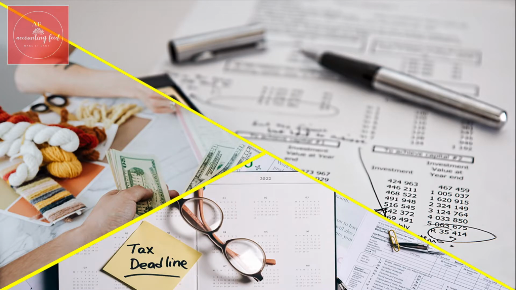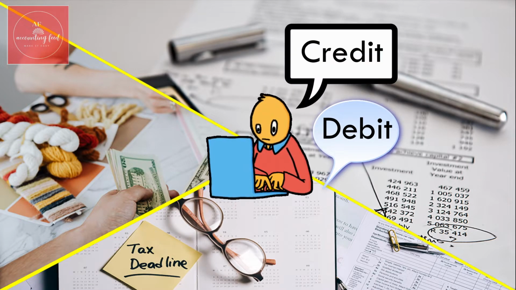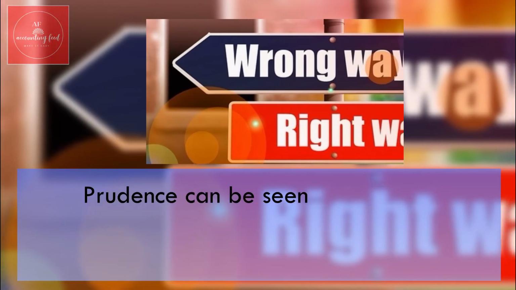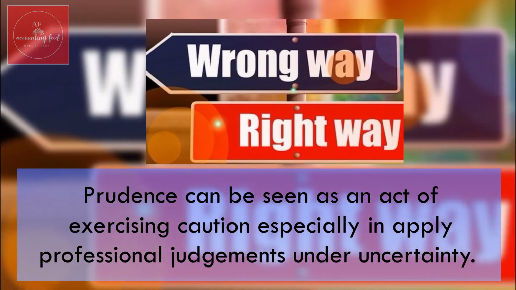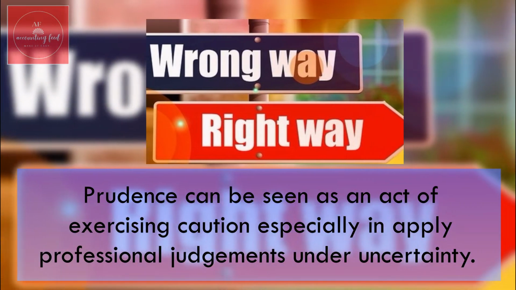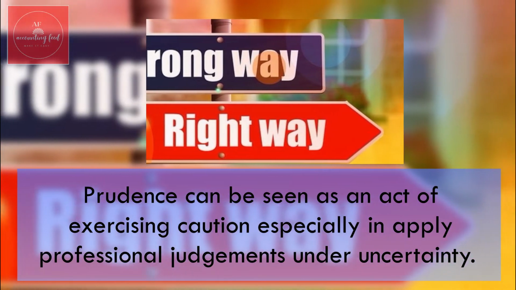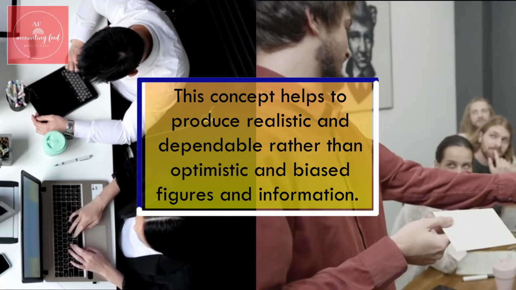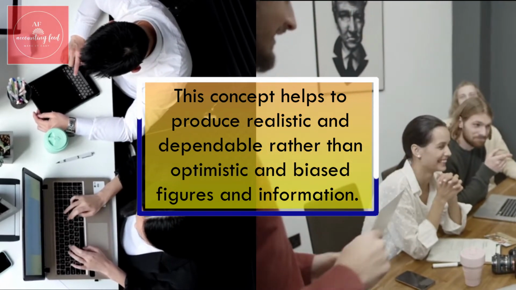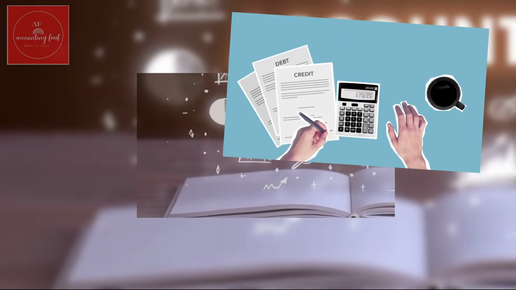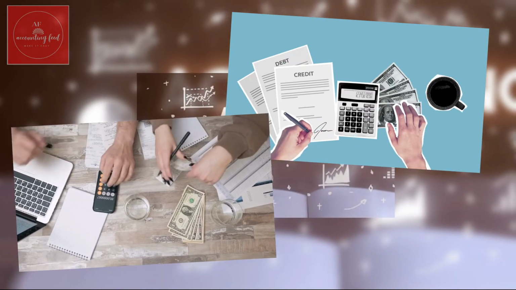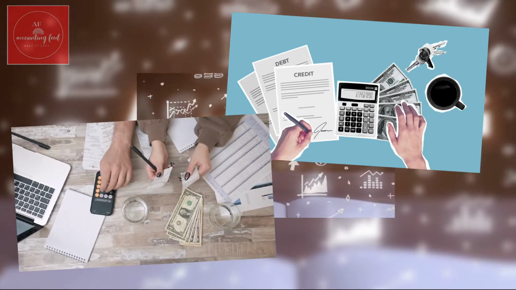Financial information availed to users should possess the feature of faithful representation. To support this is the concept of prudence. Prudence can be seen as an act of exercising caution, especially in applying professional judgments under uncertainty. This concept helps to produce realistic and dependable rather than optimistic and biased figures and information. In this video, you learn about the application of this concept in determining the figures that appear in the financial statements relating to receivables.